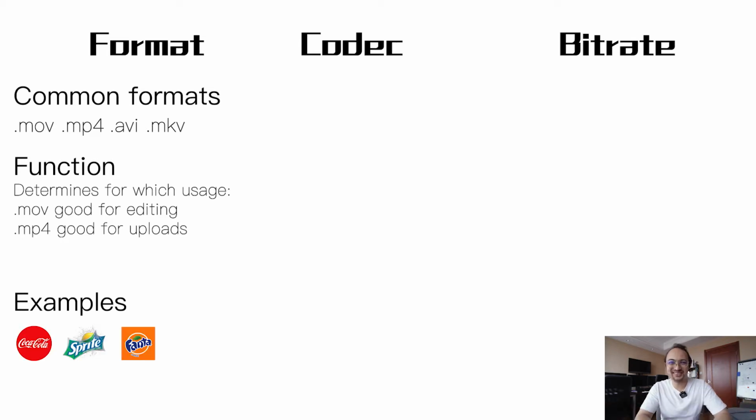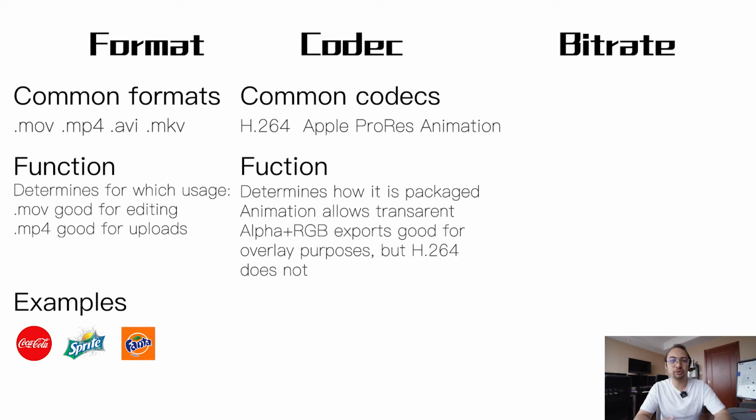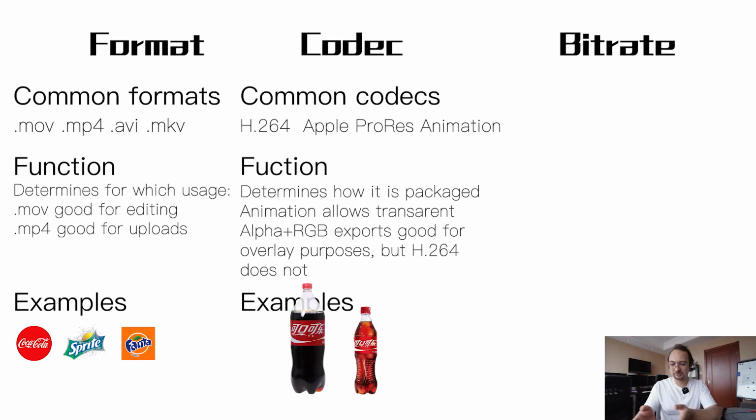Fanta. Up next, codecs. So codecs we have often seen something like H.264 and ProRes or animation. In this you can see which kind of character they have. So for example, you're currently selecting big bottle, bottle, or can. Then to the last one, which is bitrate.